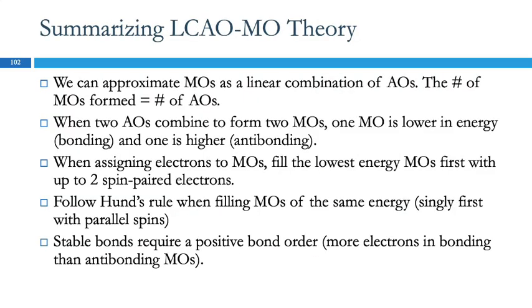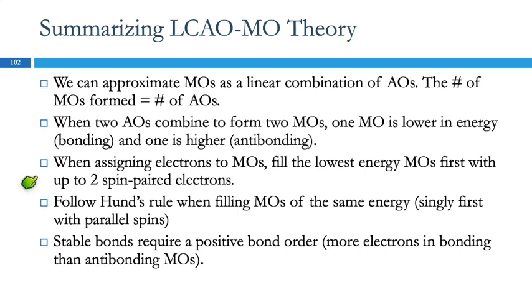So just kind of summarizing things here. We can approximate molecular orbitals as linear combinations of atomic orbitals. However many atomic orbitals you start with, that's how many molecular orbitals you end up with. You combine 2 atomic orbitals, you make 2 molecular orbitals. One will be lower in energy, and we call that a bonding orbital, and one will be higher, an anti-bonding.